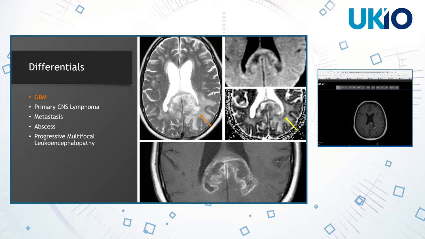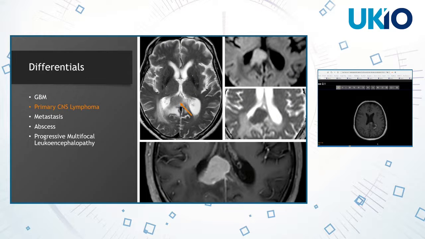we've got GBM, of course, so that would be one of the main differentials with that peripheral enhancement, again, necrosis in the center. There is also restricted diffusion, which is what this yellow arrow is pointing at on the ADC map. But here you've got an almost complete ring of enhancement around the entire tumor, unlike the demyelination.